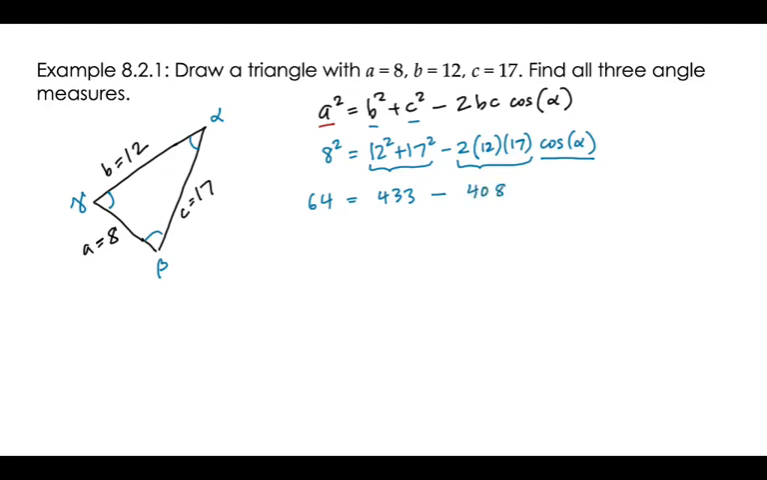Gives me 408 cosine alpha. Just treat the cosine alpha like your variable. We're going to subtract 433 from both sides. So I'm going to say 64 minus 433. So I get negative 369 equals negative 408 cosine alpha. Now we're going to divide by negative 408.